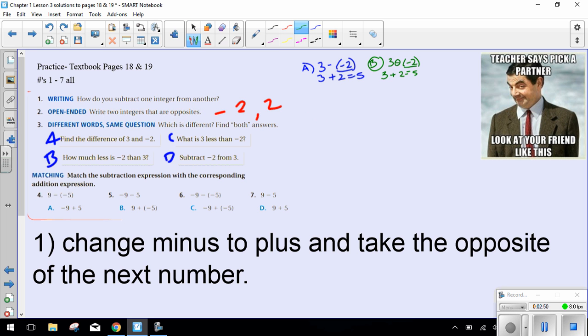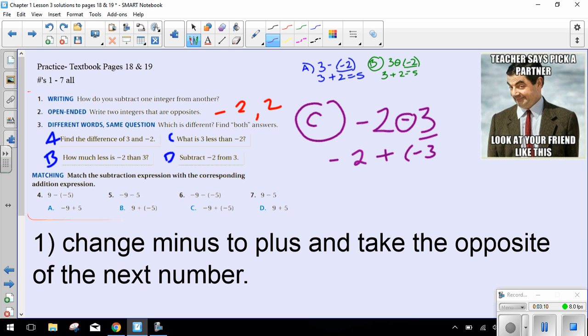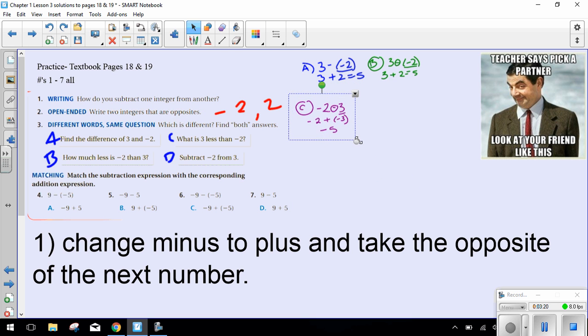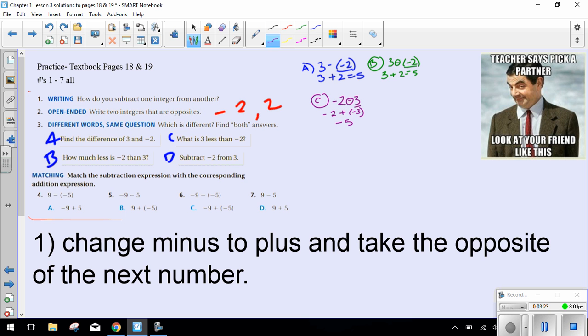Okay, let's take a look at C. What is 3 less than -2? What this one is saying is -2 minus 3. So this is written as -2 add opposite, -3. Since the signs are the same, we add, we get -5. Okay, so there's C.